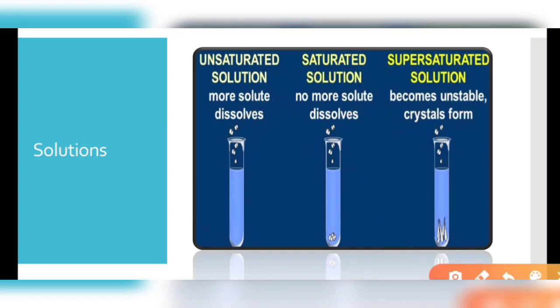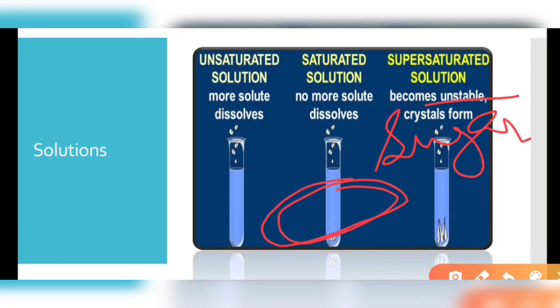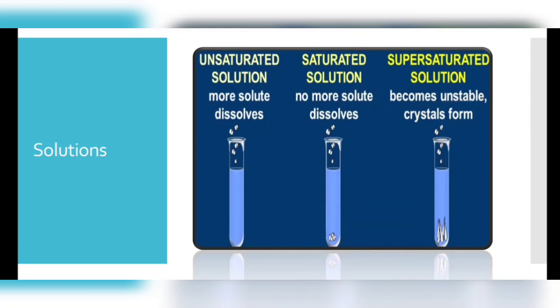Supersaturated solutions are those which become unstable and form crystals in it. For example, you might have observed that when sugar syrup is made at home for different sweets, when the sugar is mixed in a large amount at a high temperature and you leave it for some time to become cold, you will see the sugar layers freeze over the syrup layer, right? So that is how crystals form. You could get crystals from supersaturated solutions.